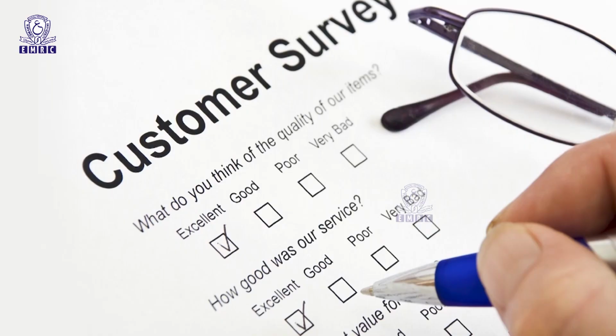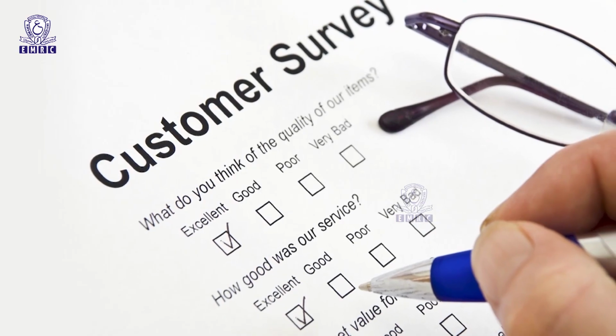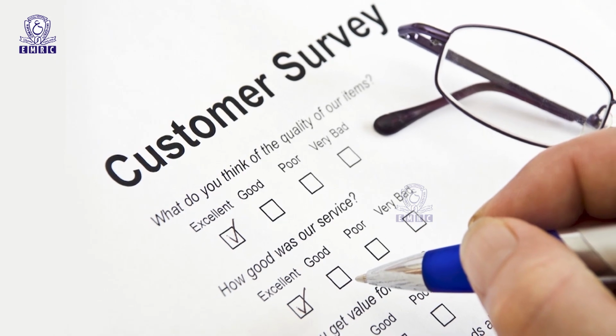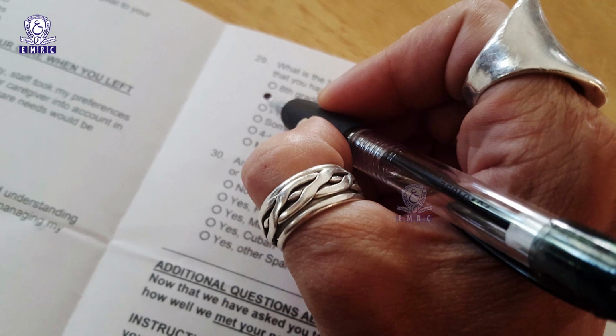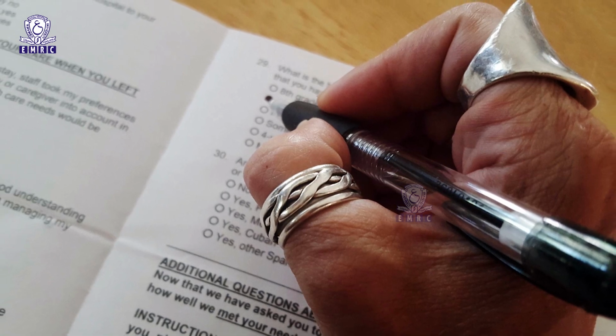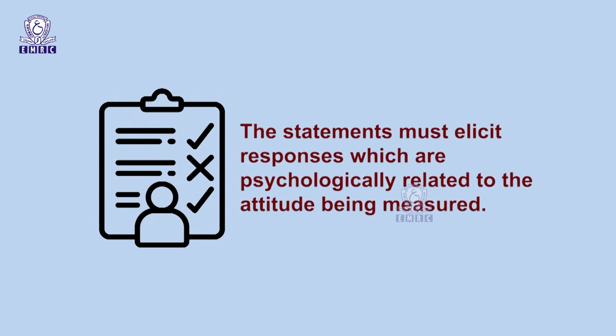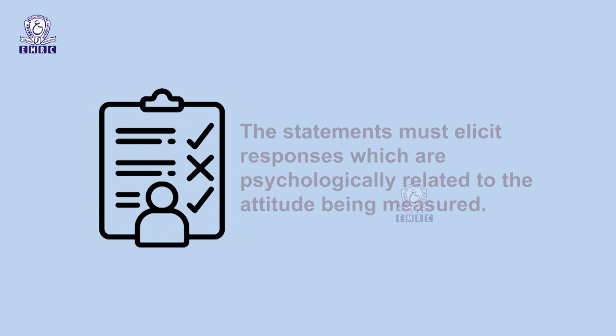Measuring scales. In social science research, while measuring the attitude of people, the questionnaire will be prepared in such a way that the score of the individual's responses assigns him a place on the scale. While developing statements in the questionnaire, the researcher must note that the statements must elicit responses which are psychologically related to the attitude being measured.